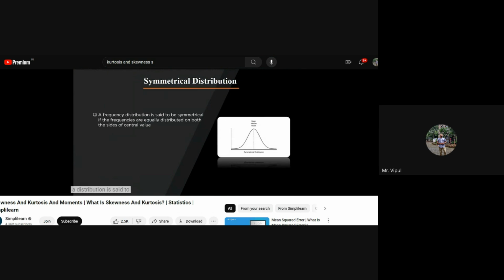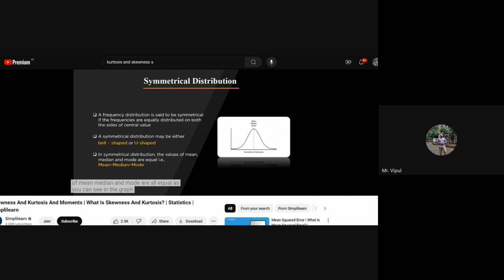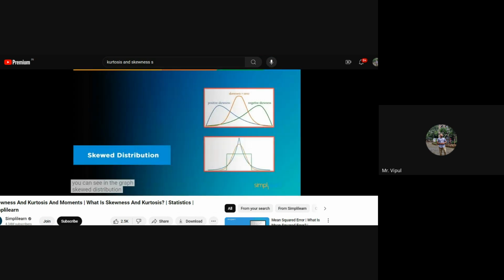A distribution is said to be a symmetrical distribution when it is equally distributed on both the sides of the mean value. The distribution shape can either be bell-shaped or U-shaped. In symmetrical distribution, the values of mean, median, and mode are all equal, as you can see in the graph. Skewed distribution.